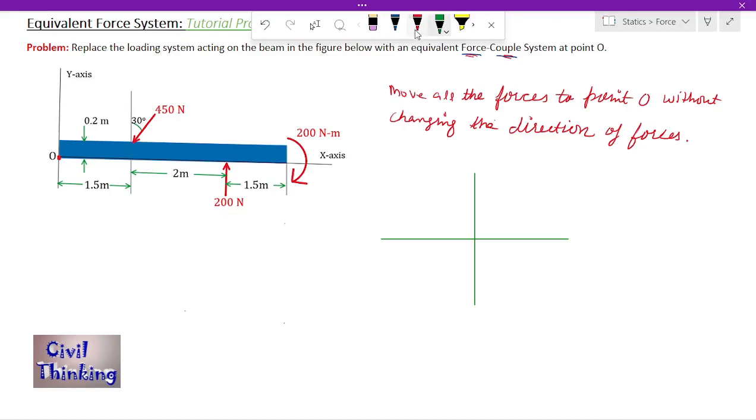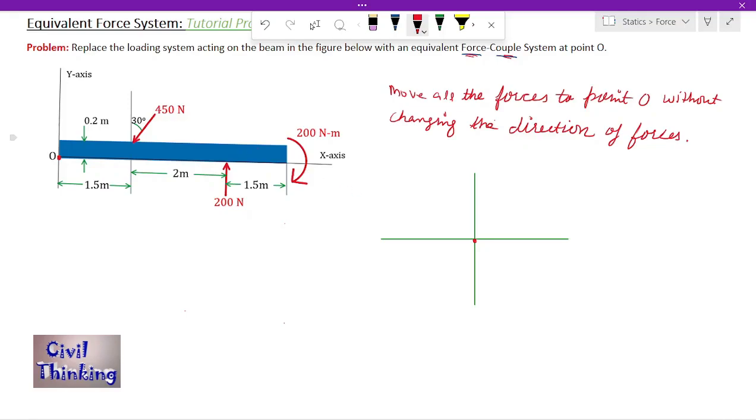Okay, now let us say this is the point O. Okay, this is the point O and I'm writing it here. Okay, now I will move all the forces to point O without changing direction.